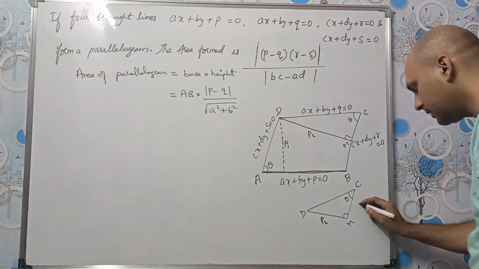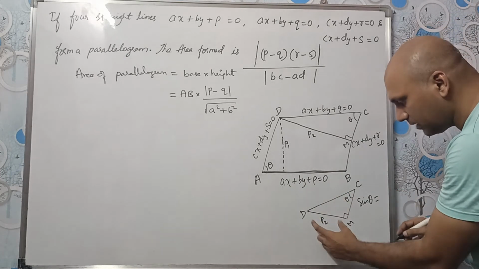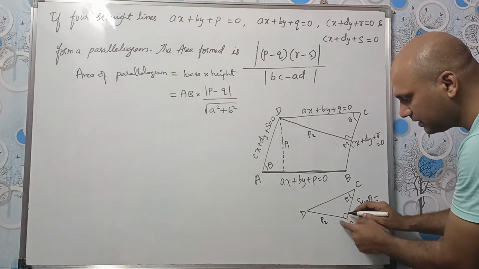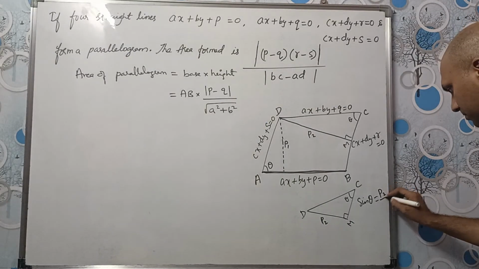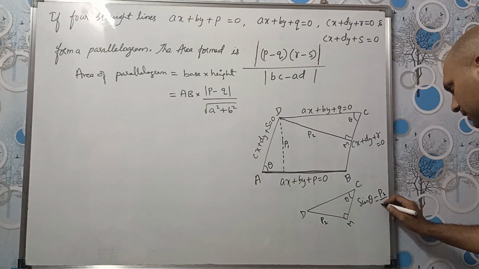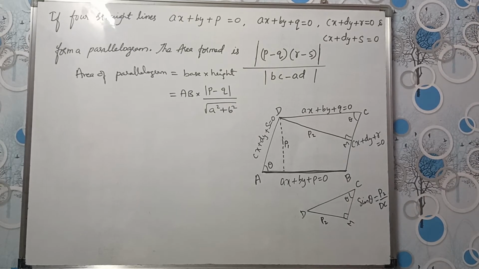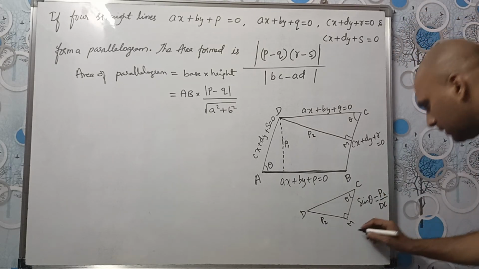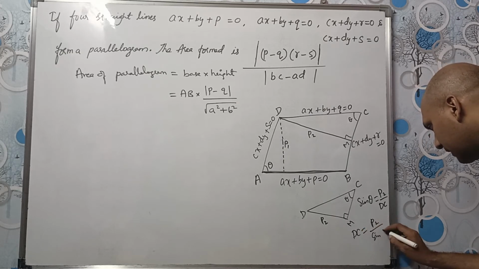Yes, using sine, right? What is the sine formula? Opposite divided by hypotenuse. So this is opposite. DC will be hypotenuse, because 90 degrees is here. Opposite to 90 will be hypotenuse, right? So sine theta will be P2 divided by DC. So sin theta is P2 divided by DC, or can we write DC as P2 divided by sin theta?